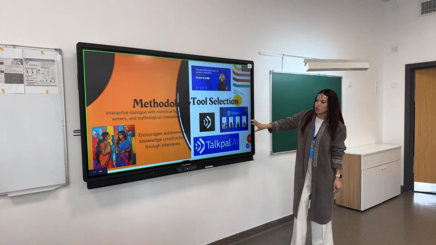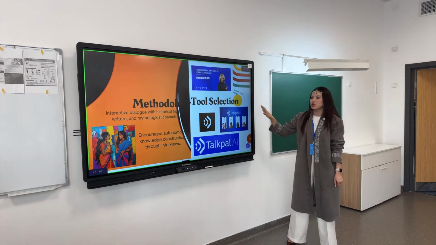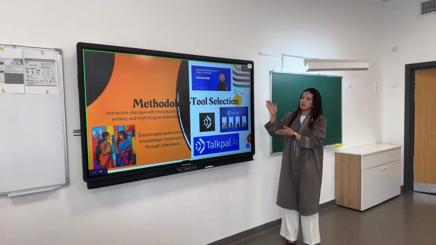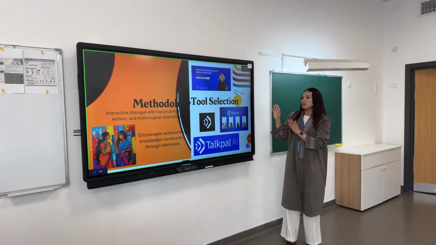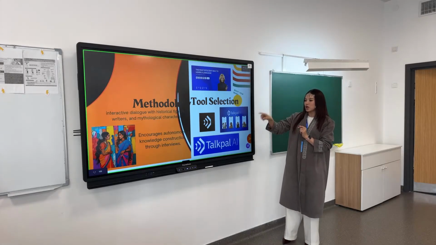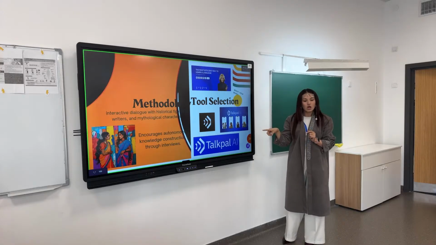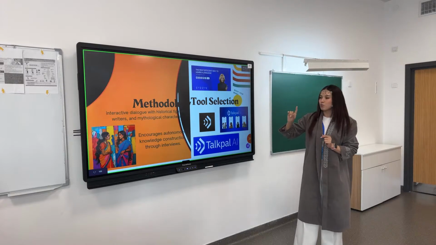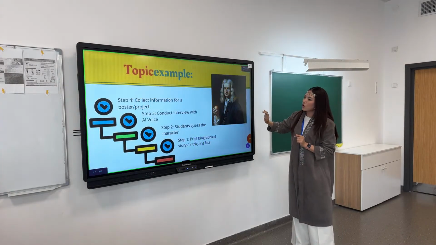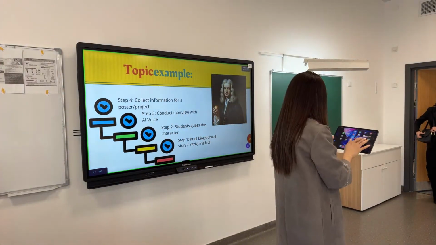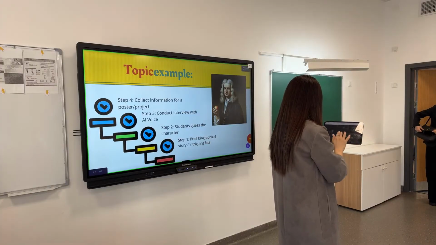I want to show this one. So here we have the methods and tool selection. I tried to do it with GPT, but I can't. That's why I found this link, like tool selection. Talkpal AI. In Talkpal AI, here we have the characters, here we have the chatting, here we have calling, where students can do it by themselves. Also, they can create a dialogue in real life. I wanted to do it in real life. So, how can we do it? I can show you, like this one. Here I have the Talkpal AI.